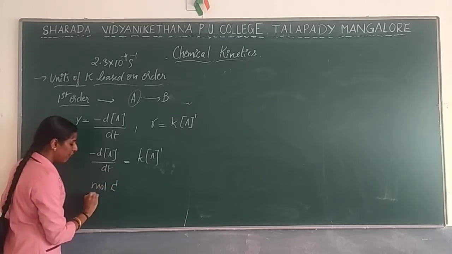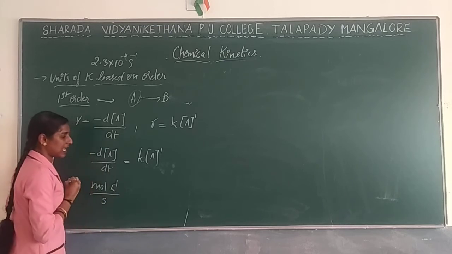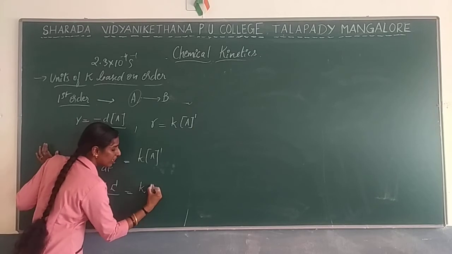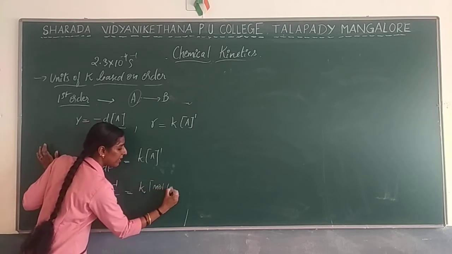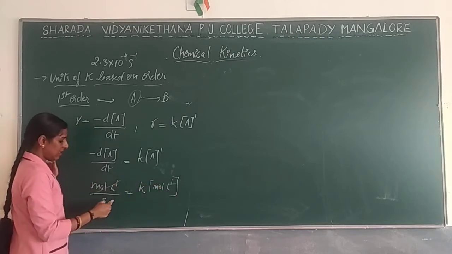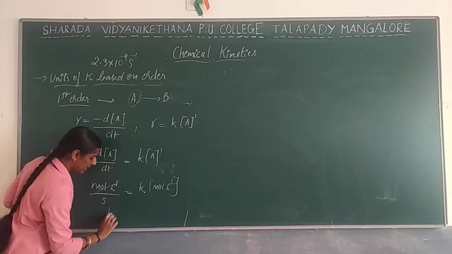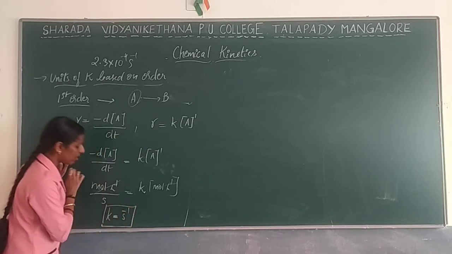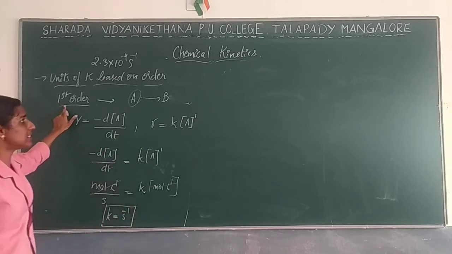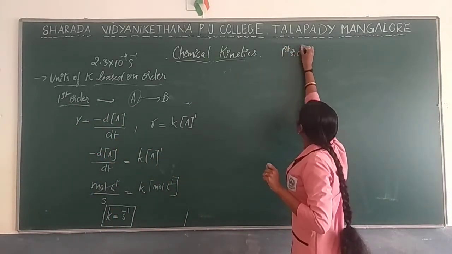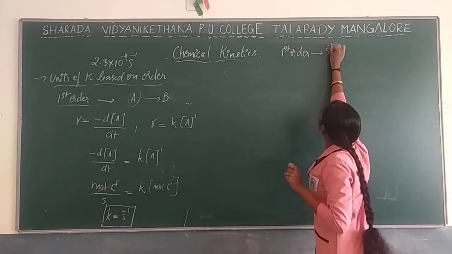For time, we write the unit as second. So it is equal to K into, again the concentration term, mole per liter. The mole per liter will get cancelled. You will get, taking the second, per second. So this is the unit for first order. If they ask for first order, the unit will be per second.